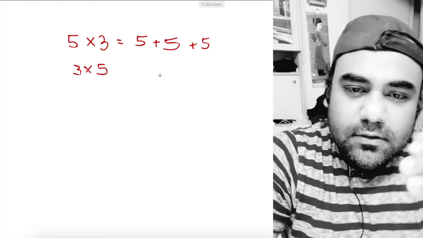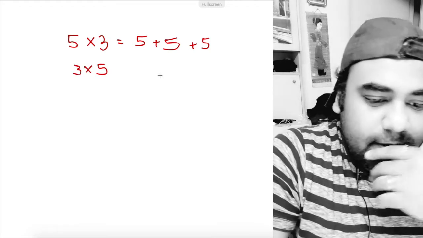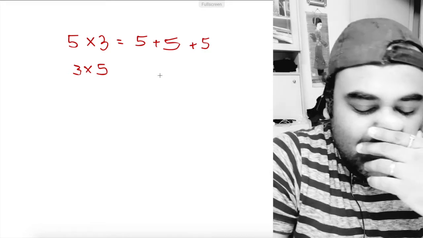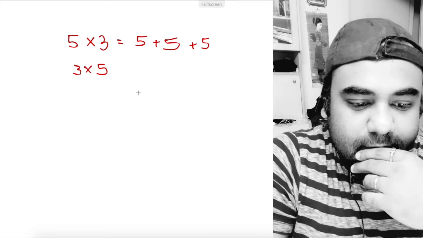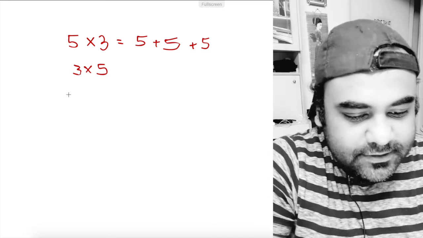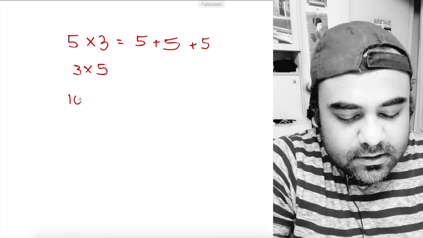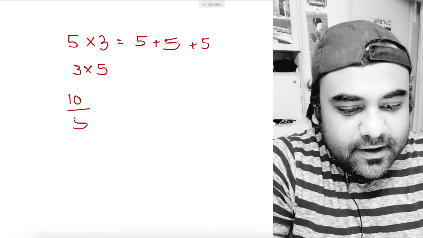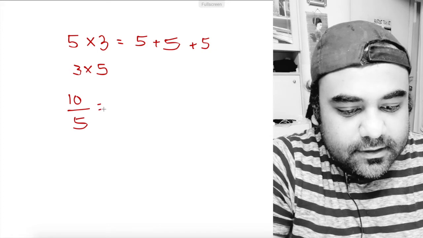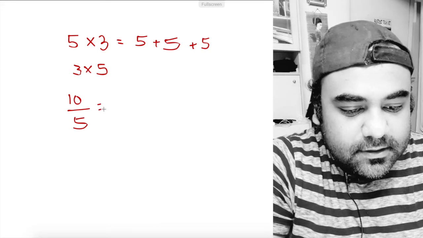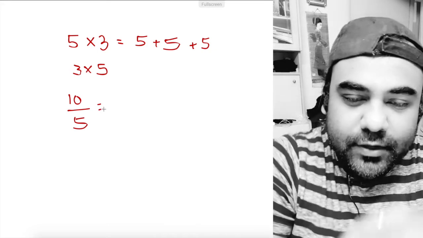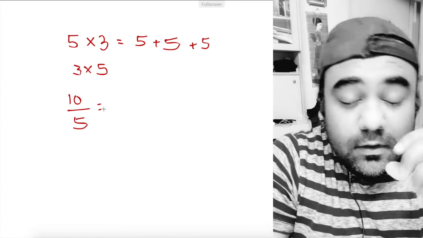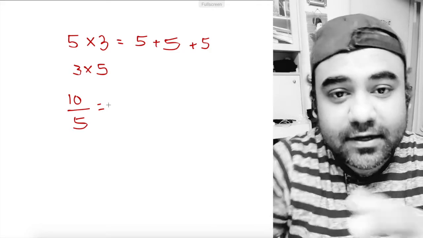Now let's look at division. Similarly, division is nothing but repeated subtraction, though the approach is slightly different. For example, let's take 10 divided by 5. 10 divided by 5 is nothing but how many times I should subtract 5 from a set of 10 till we don't have anything left in our set.